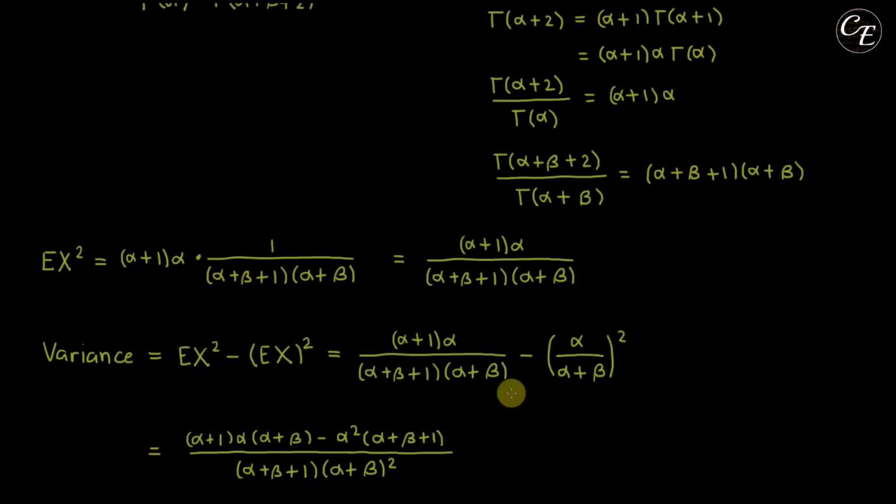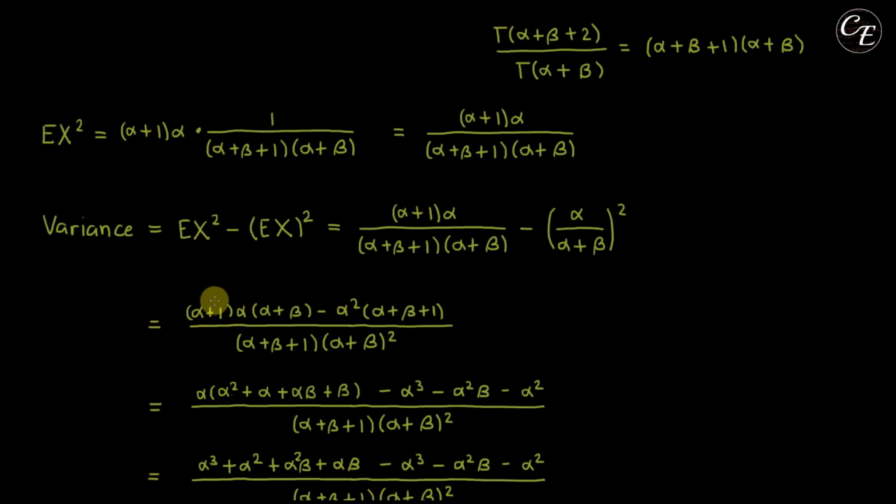Then by algebra, we can have a common denominator for these two terms, which is alpha plus beta plus 1 times alpha plus beta squared. Now dividing this one, our common denominator, with the denominator in here, we'll get alpha plus beta. Then alpha plus beta times this numerator, we have alpha plus 1 times alpha, which is from here, the numerator, then times alpha plus beta. Then we have minus, dividing this one, our common denominator, with this alpha plus beta squared, we'll get alpha plus beta plus 1. And then multiplying it by this alpha raised to 2, we'll get alpha squared from here, times alpha plus beta plus 1.